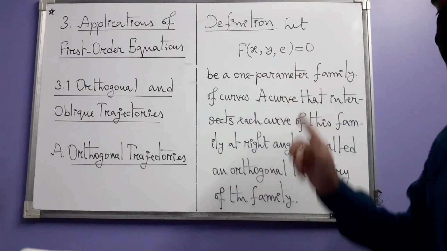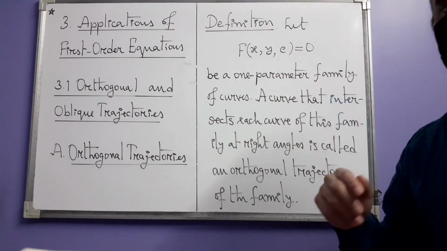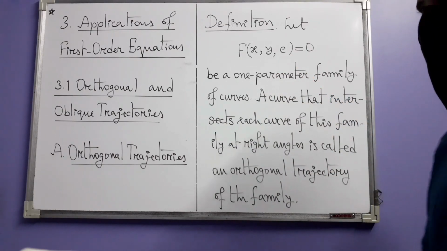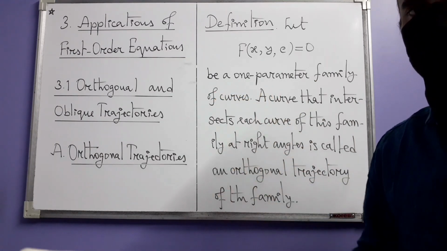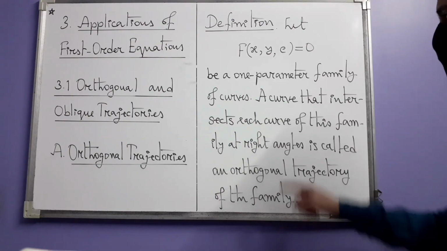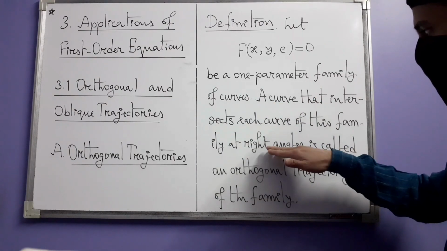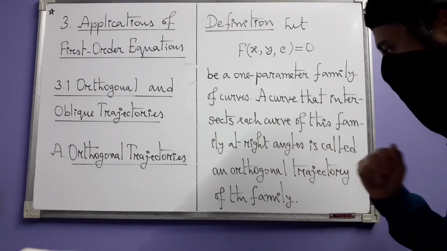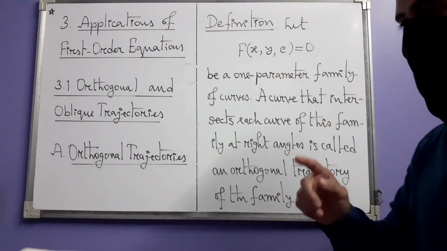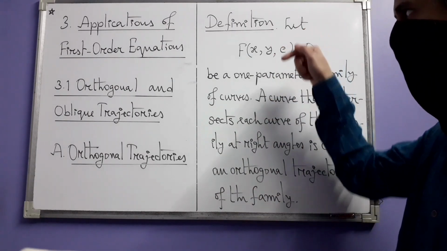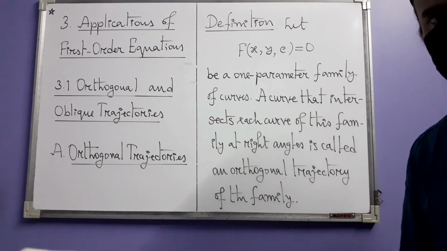Say this is a one parameter family of curves in the xy plane, where of course you understand that C is the parameter or arbitrary constant. If you give different values of C, you are going to get different members of this family, which are all curves. A curve that intersects each curve of this family at right angles is called an orthogonal trajectory of this family. That means an orthogonal trajectory of this family is some curve that intersects all the members of this family at right angles, wherever it intersects them.